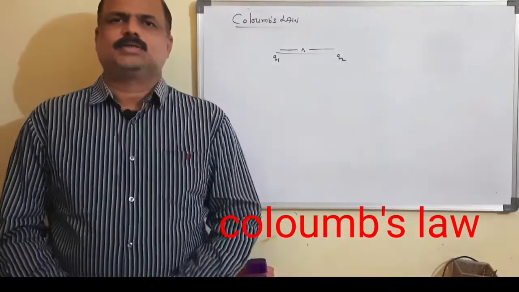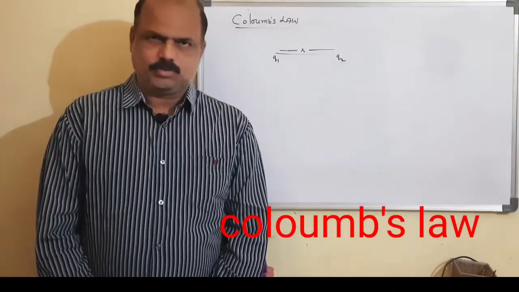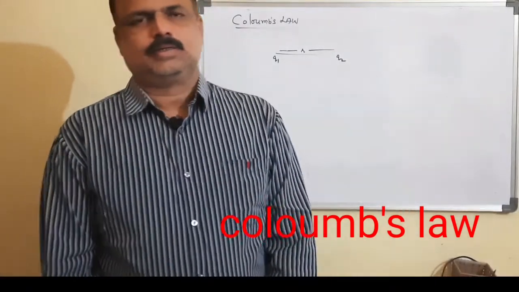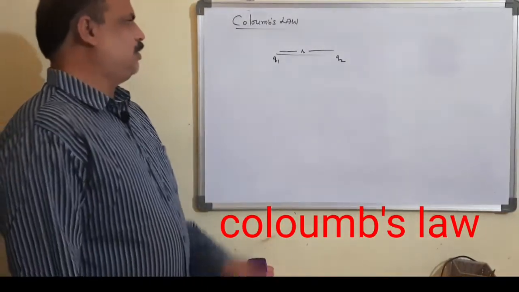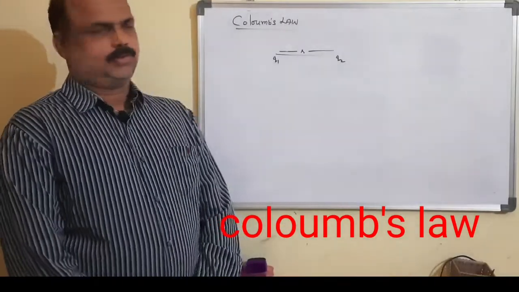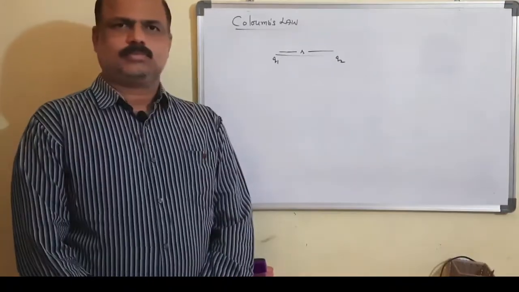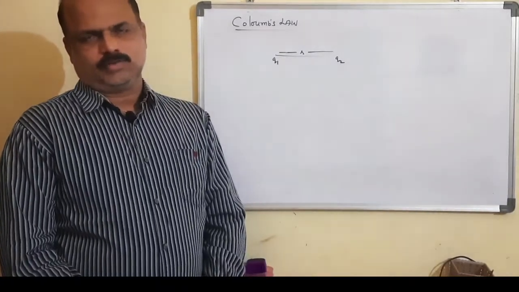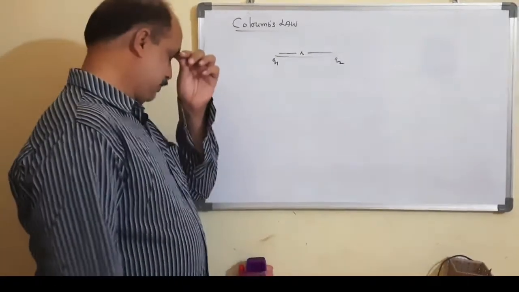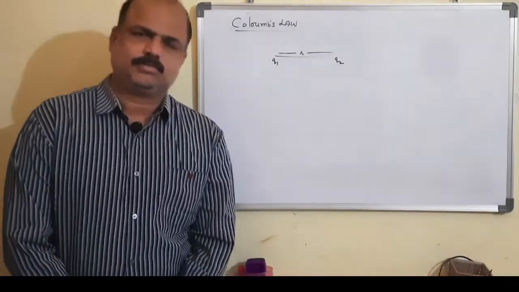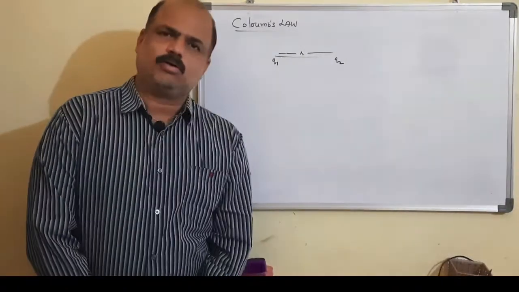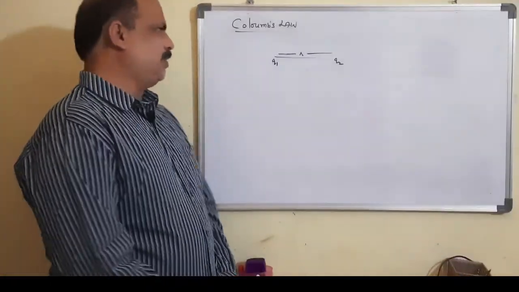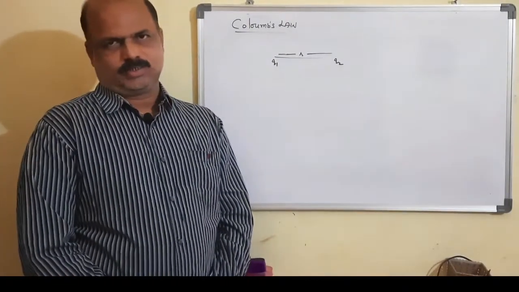Hi students, today we are going to discuss Coulomb's law in electrostatics. So these are the two point charges Q1 and Q2. These are point charges, that means their magnitude is very small. They are separated by a distance r in air or vacuum. Then there is an electrostatic force between these two charges.